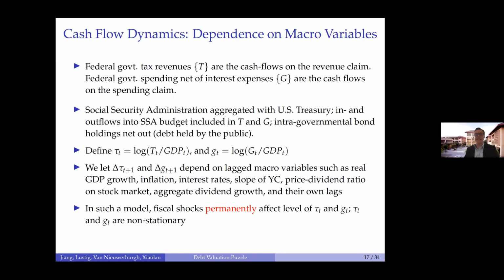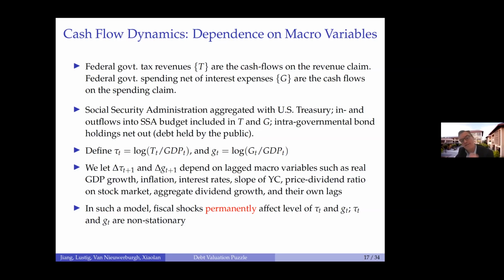Okay, so now I think we have all the elements on the table for us to be able to jump into the nitty-gritty details. We're going to look at the federal government tax revenue and spending, excluding interest expenses. When we're doing this, we're essentially integrating the Treasury and Social Security Administration. So the bonds that are held by Social Security Administration are netted out in our exercise.